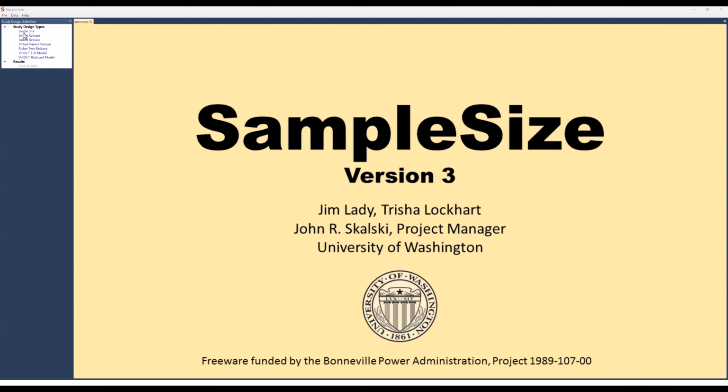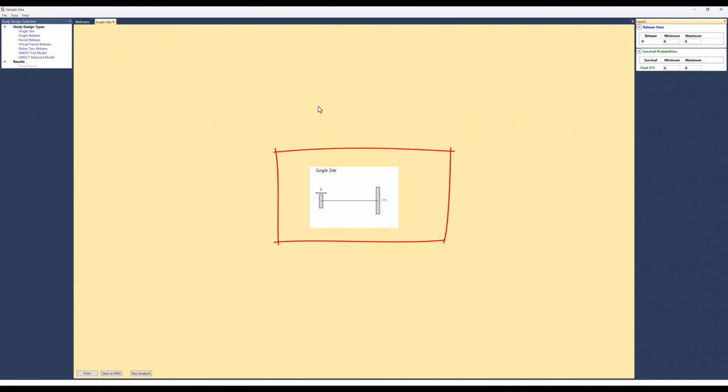Alright, so let's fire up the program. You can see up here in the study design selection panel that the single-site study design has been added to the program as a selectable option. Clicking here will allow you to set up your single-site study design with only one detection site. The single-site study design is the simplest of the available designs, using only one release and one downstream detection site. Here you can see the layout of the single-site study design in Program SampleSize.